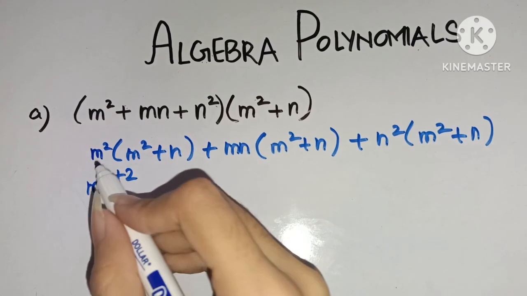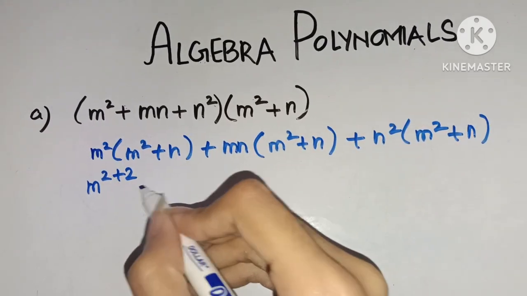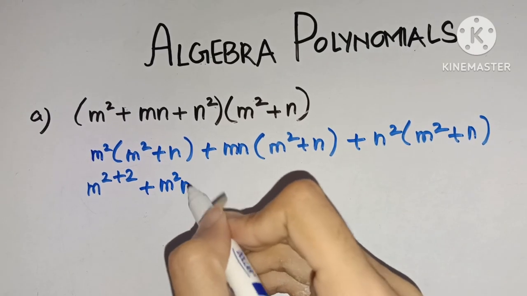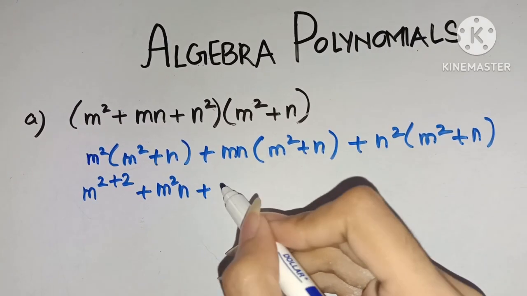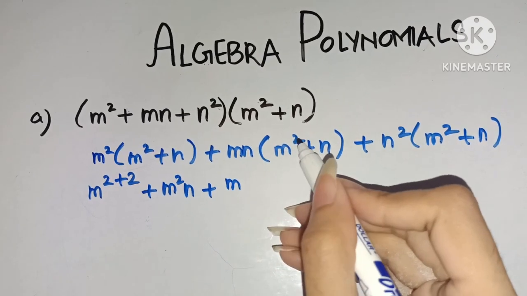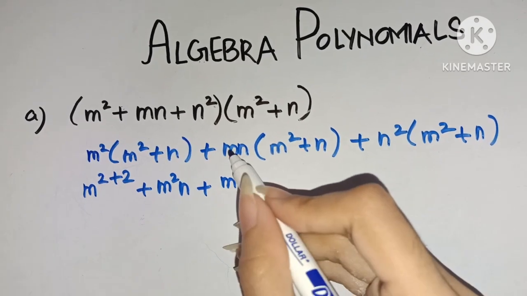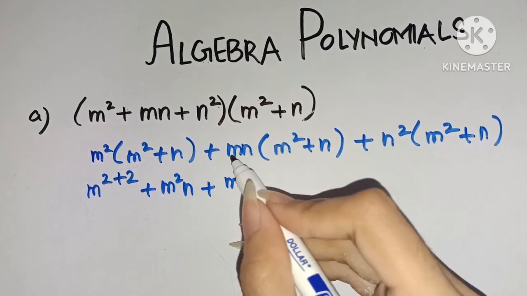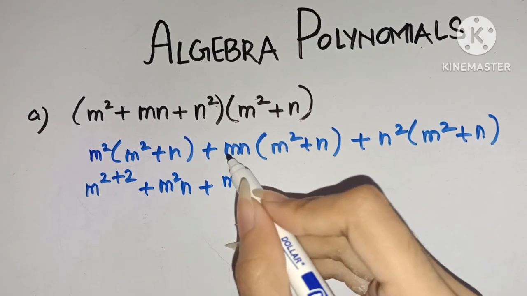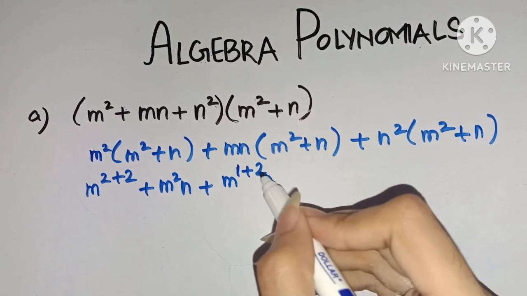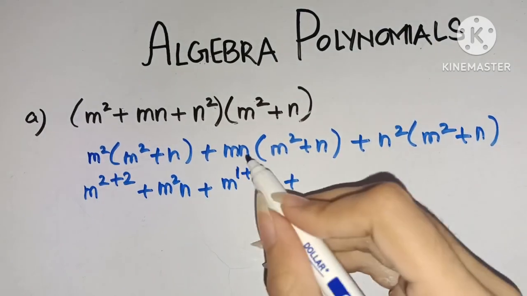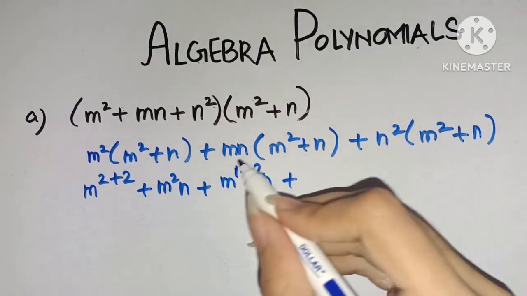m square with m square. So bases are same, we can just add the powers. Plus m square and n, these are two different variables, so we'll just write it as it is. Plus n will be multiplied with the m square. So here m is in common between these two terms. So what we'll do, m has a power of 1, so 1 plus 2, and n will come as it is. Now mn will be multiplied with n, so here n is common.